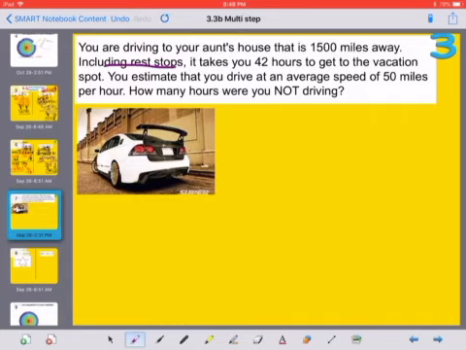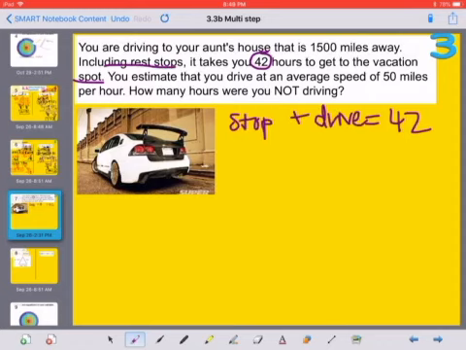So, couple things we know here. We know total, it's going to take us 42 hours to get to the vacation spot. So one thing I would make note of is that total is going to equal 42, but this is going to include stopping and driving. You can't drive straight. Let's pretend your aunt lives in Texas. You can't drive straight to Texas without stopping, filling up with gas, eating, sleeping, all that fun stuff. Especially if it's going to take you 42 hours to get there. That's a long time, okay?